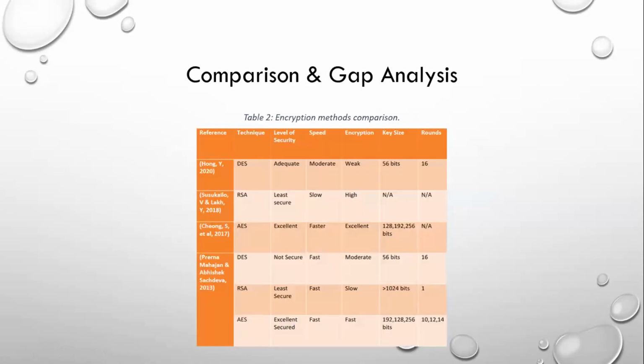Here is a small comparison between different types of encryption, for example DES, RSA and AES, with the different papers here also. We can notice that AES has an excellent level of security, and it is faster, and we have different key sizes. For example, the most secure one, and the one our research focused on, was 256. The rounds are not mentioned in this paper, but we can see different rounds for different types of encryption.